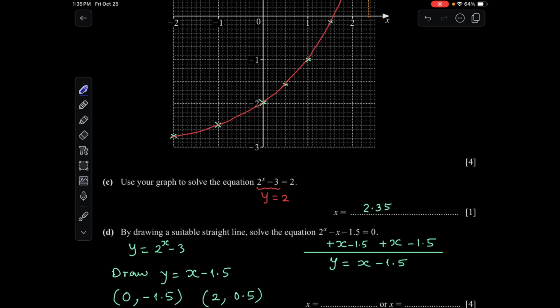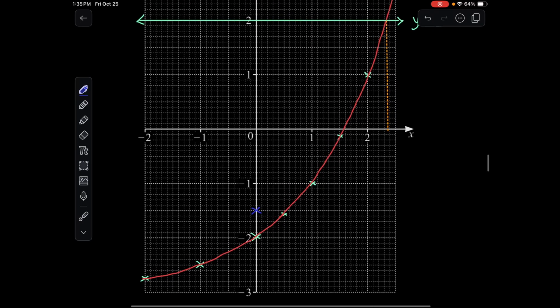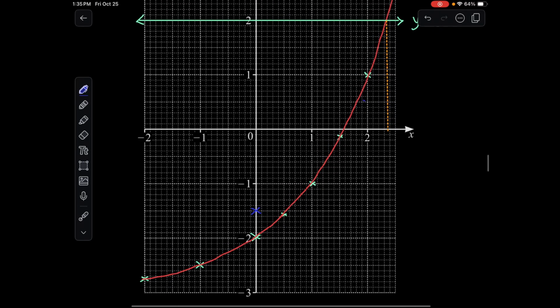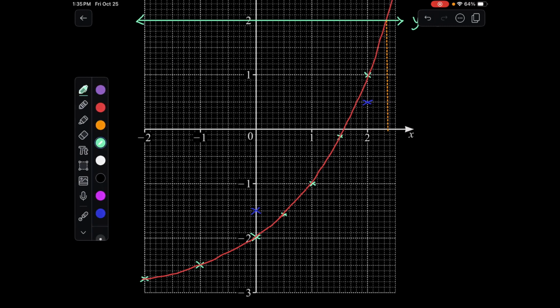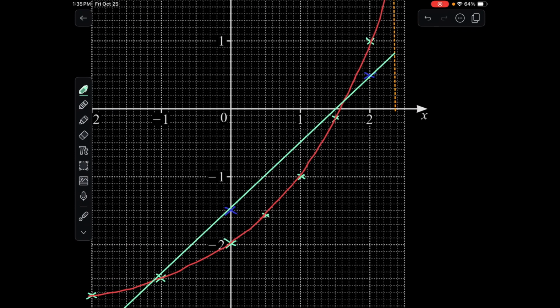For 0, it is minus 1.5. That would be over here. And for 2, it is 0.5. For 2, it is going to be at 0.5. Draw the line passing through these 2 points. It has to be a straight line that passes through these 2 points, and see where your line cuts the graph.